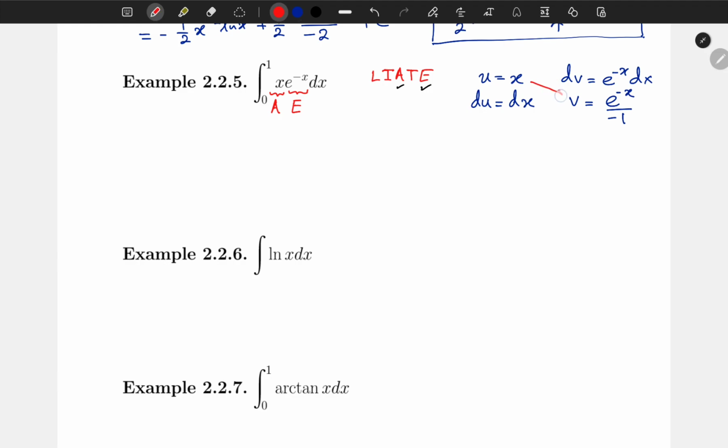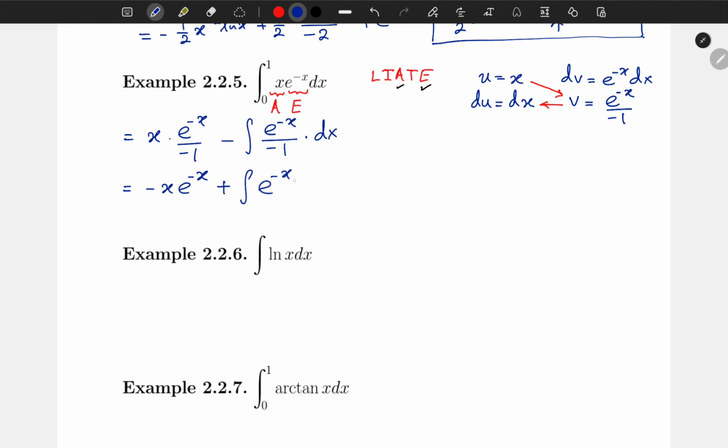Now to apply integration by parts, I need to multiply uv and v du. So let's apply that. x times e to the negative x over negative 1, that's uv, minus the integral of v du. Let me rewrite this. Negative 1 just becomes negative x e to the negative x. Two negatives, this is positive, integral e to the negative x dx.